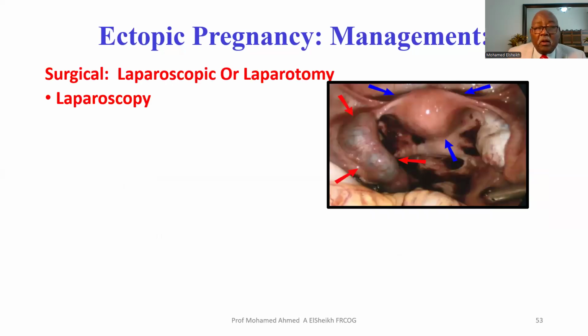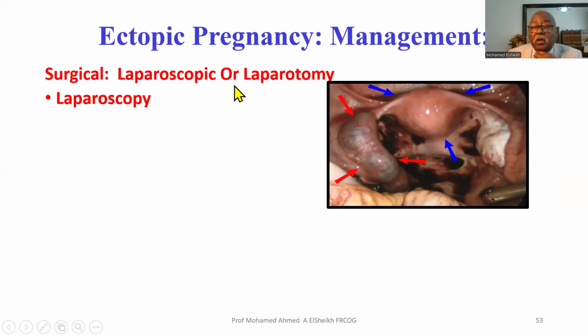And the last, or the third form of treatment, is surgical. This is the ectopic pregnancy here, and you do surgery for that. This is the uterus, the other ovary, the other tube are normal, no problem with them. This is the ectopic here, still intact, it did not rupture. You do surgery. This picture is through the laparoscope.